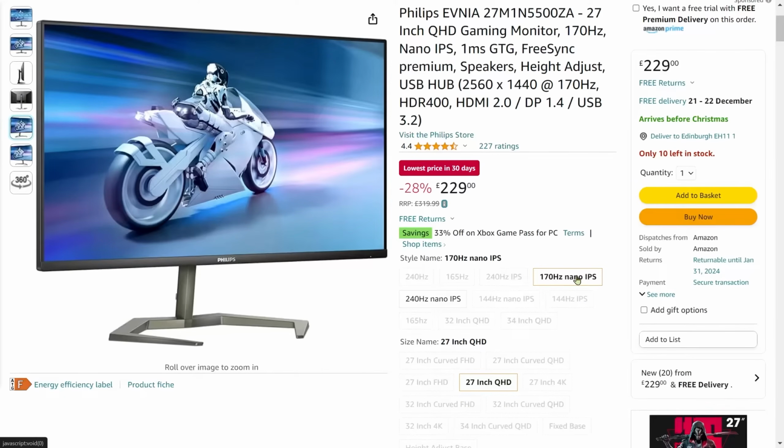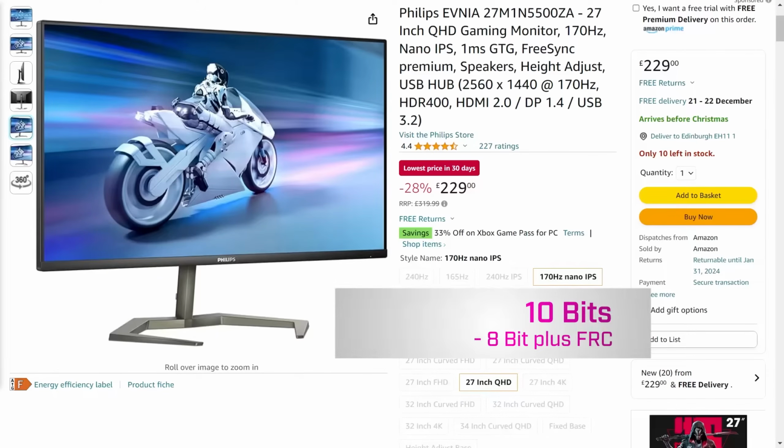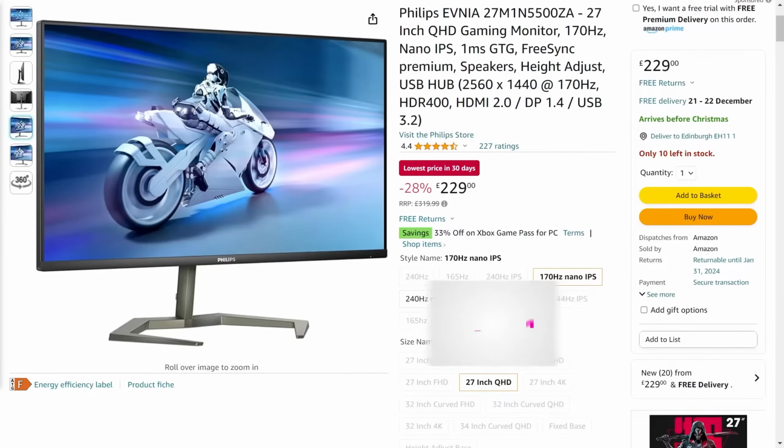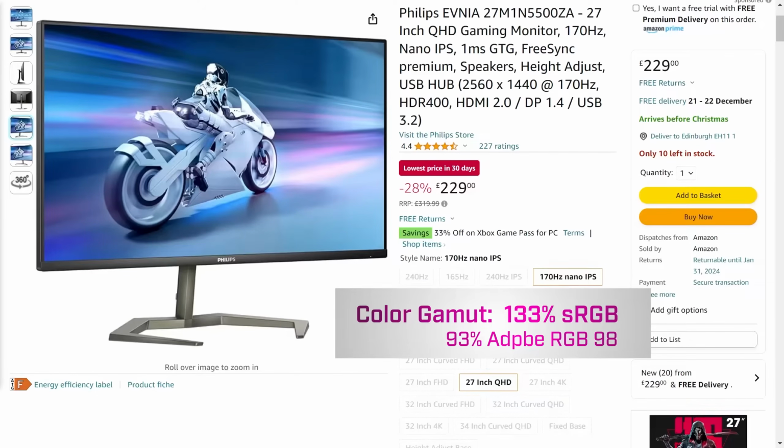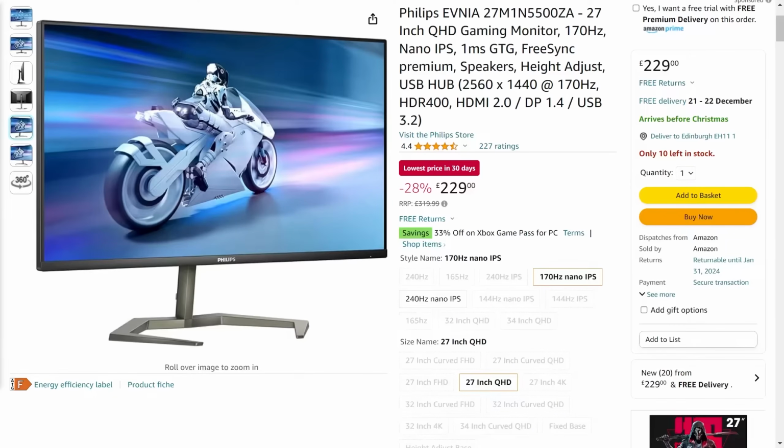The Nano IPS monitor panel is one that gives us insanely good color and contrast. The panel provides 10 bits. We have an IPS panel that can cover 133% of the sRGB range, and it also covers 93% of the Adobe 1998 range. That's insanely colorful. That is an insane amount of saturation, and that comes from the Nano IPS panel.